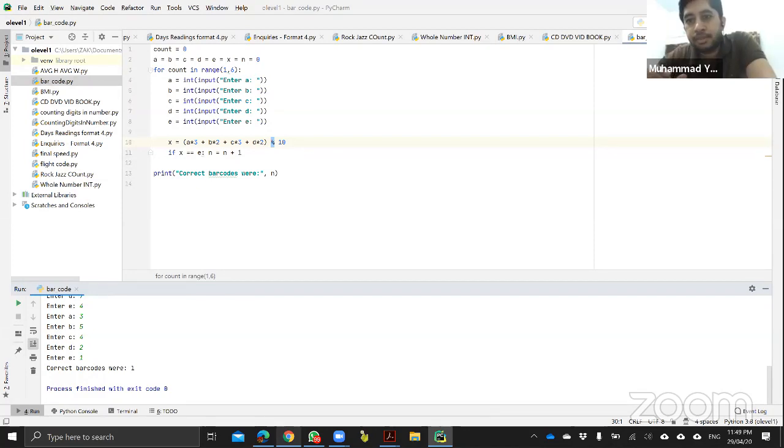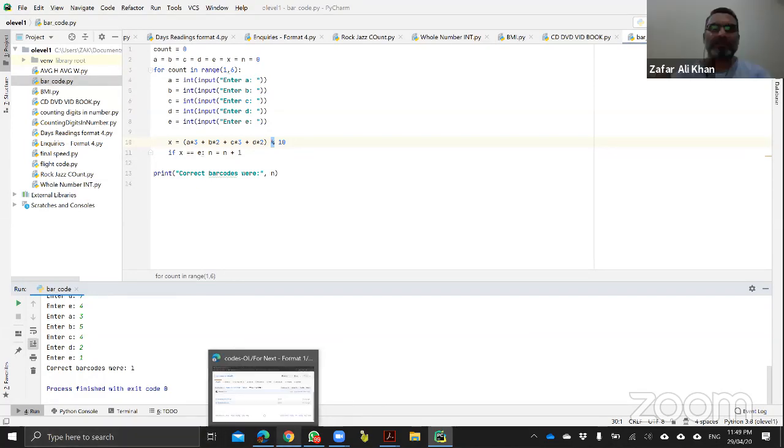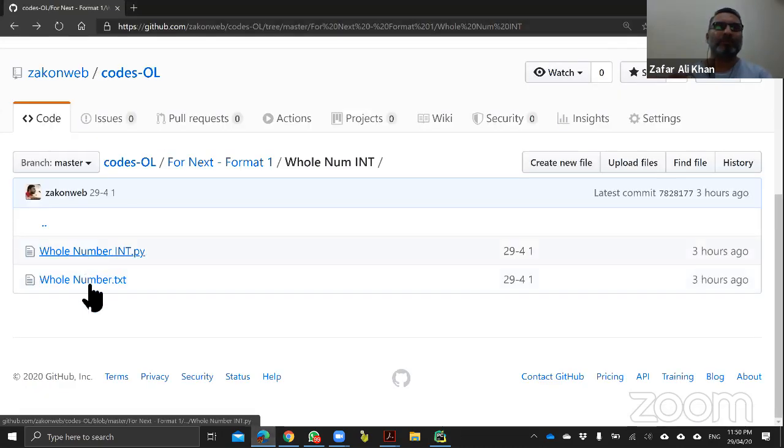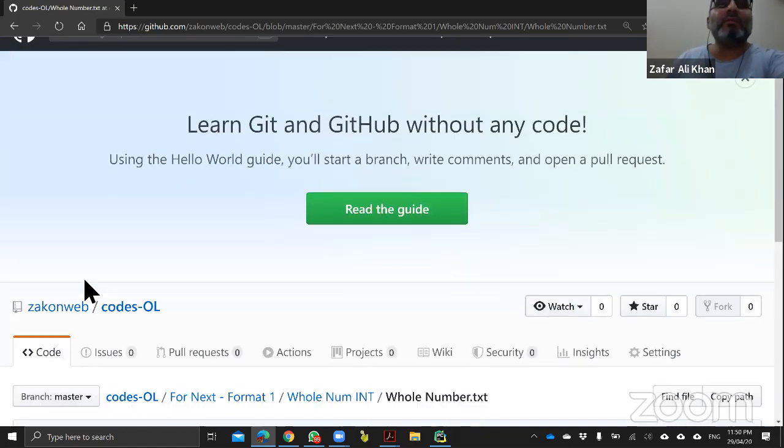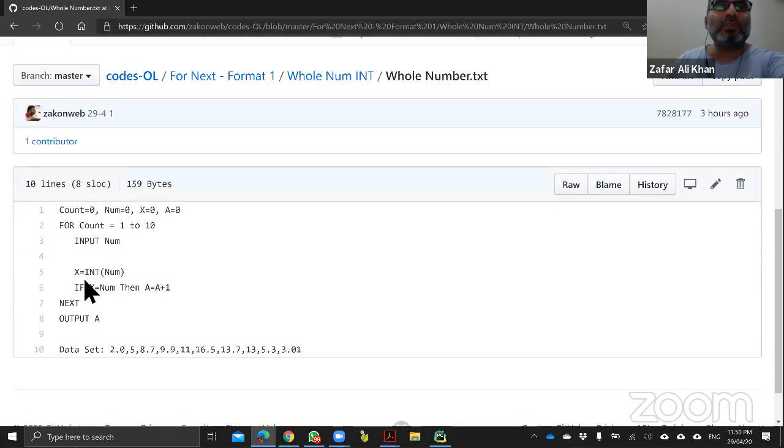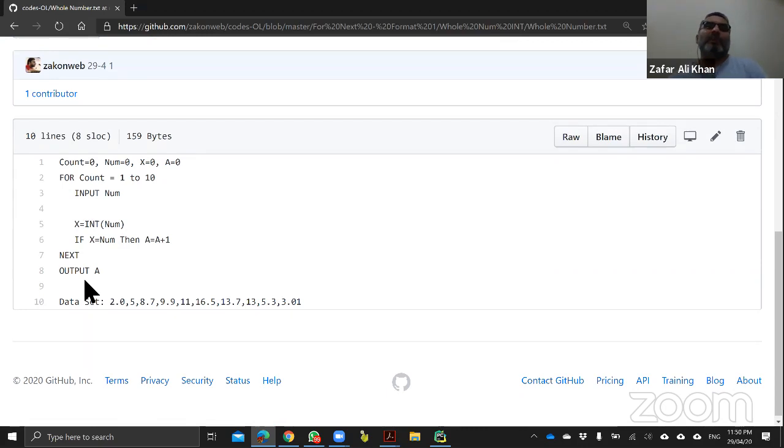Now in pseudocode, let's see how it looks. Remember, all these codes are online and you can watch them. You can use them, you can copy paste them, you can run them from github.com/ZAK-on-web, as it appears over here. They all are available.